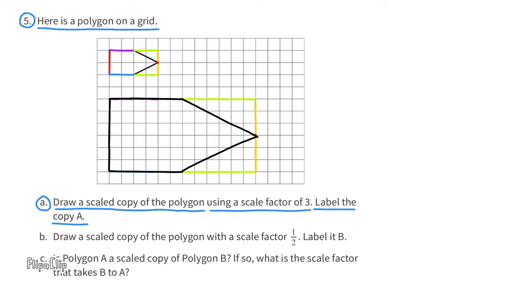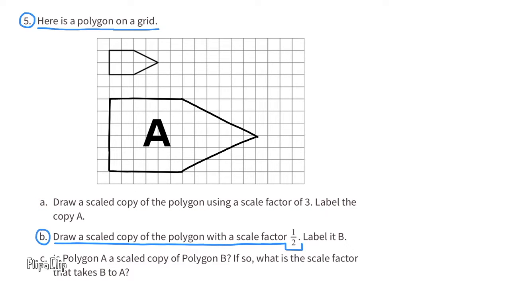Here's a look at the scaled copy with the scale factor of 3 labeled A. B. Draw a scaled copy of the polygon with a scale factor of 1/2. Label it B. This time the side lengths of the scaled copy will be exactly 1/2 the length of the original figure. Here's a look at the scaled copy with the scale factor of 1/2 labeled B.